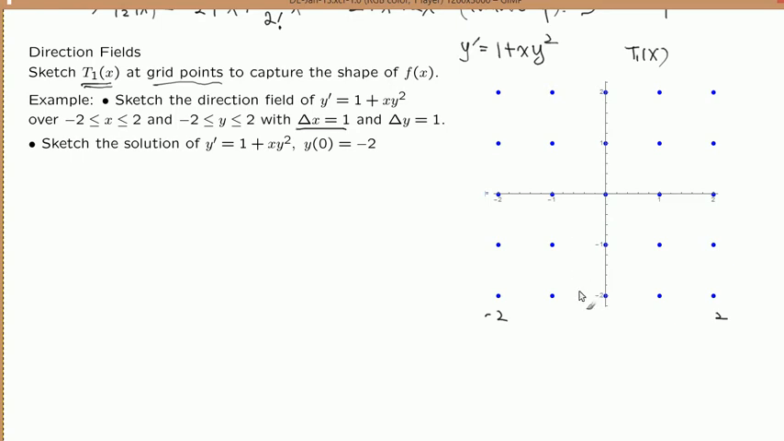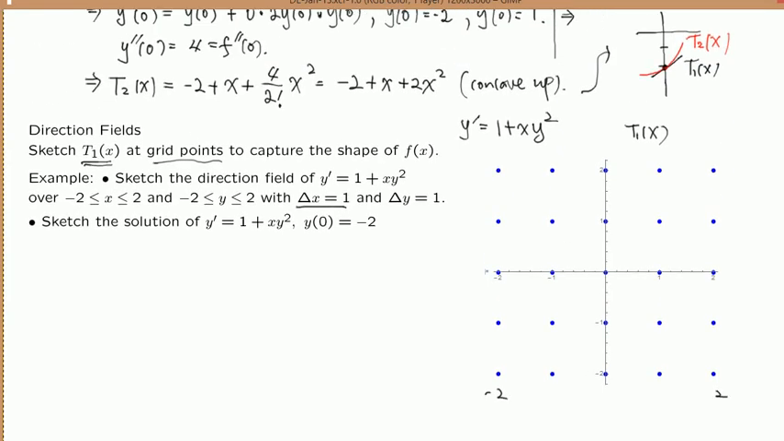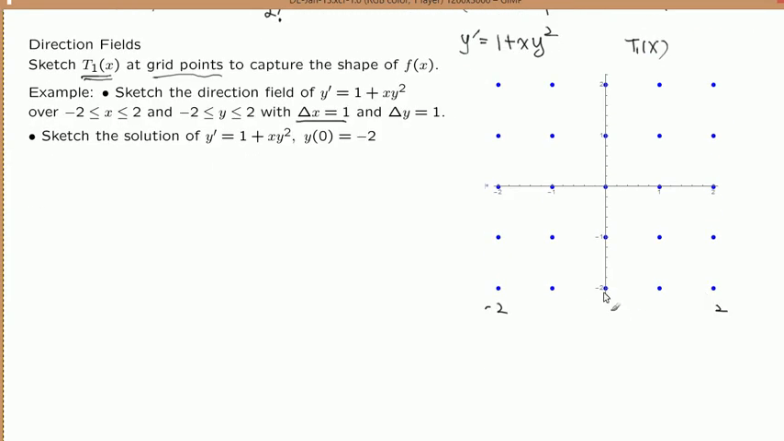What is it we just did? Which point was it? Anybody remember which point it was? 0, negative 2. So it's down there, right? What was the slope?